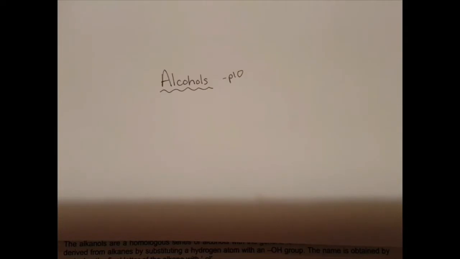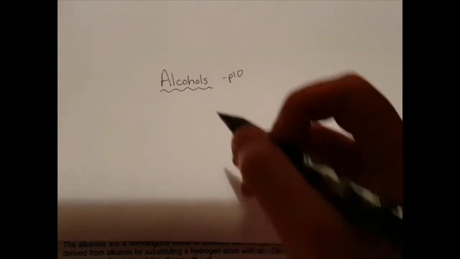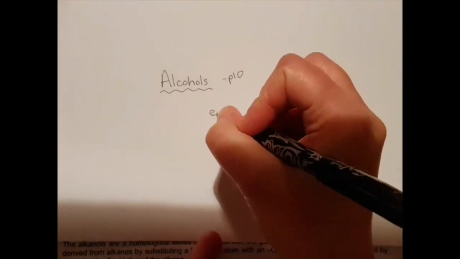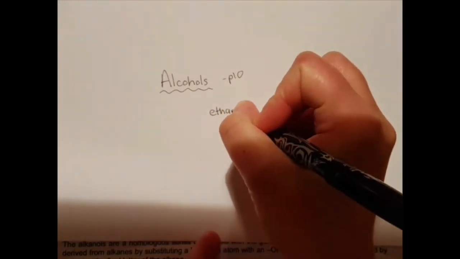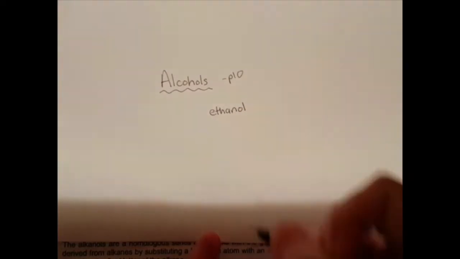So when you think of alcohol, you probably think of alcoholic drinks. That's probably the most likely thing that would come to mind. And when you're thinking about the alcohol in alcoholic drinks, chemically, that alcohol is known as ethanol. We can also call it common alcohol. It's the most common one that we find.